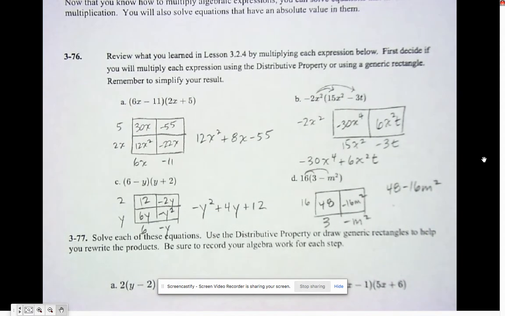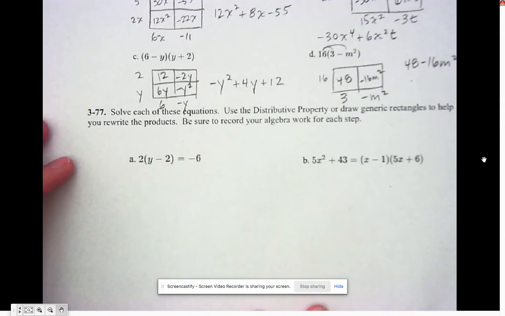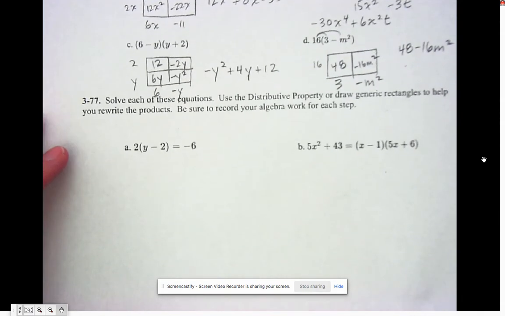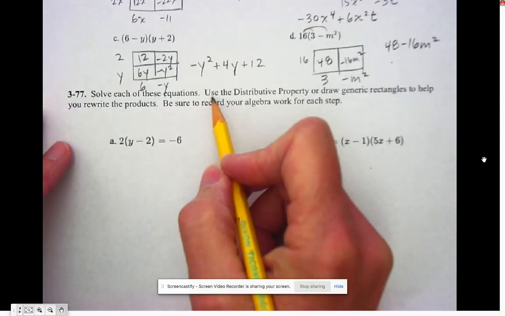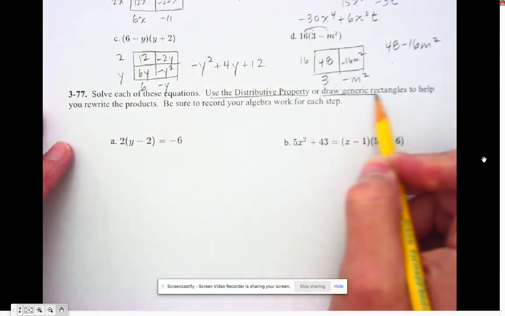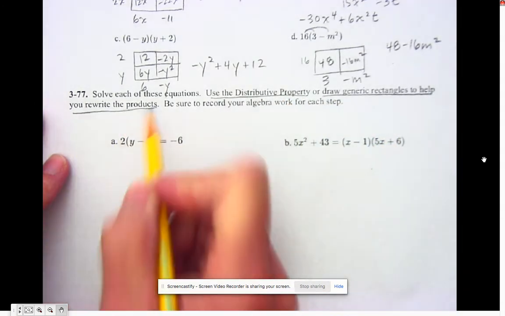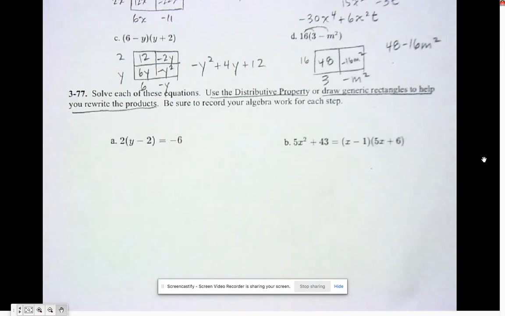Okay. All right, next, let's see if we can solve these equations. It does say use the distributive property or draw generic rectangles to help you rewrite the products. Be sure to record your steps as you're going. So I want you to go ahead and try and solve A.